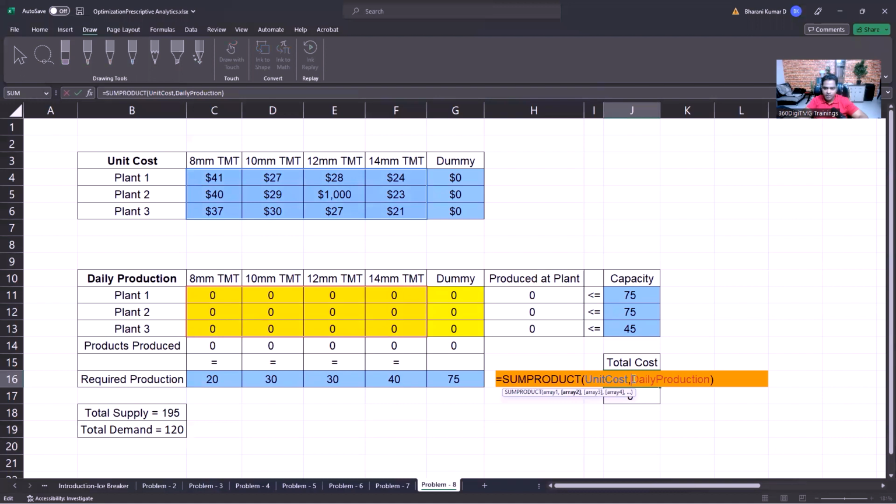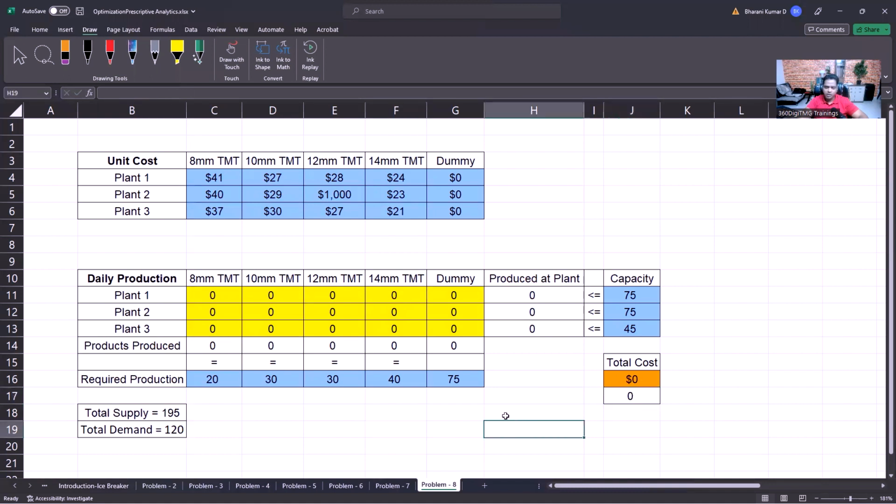So here, if you observe, we will deal with the scenario where I'm going to look at the sum product of all these items and multiply it with the number of units that you're going to produce. Total cost is also going to be the same. The value here is also going to be the same, just that we will not have the dollar sign. That's it. So total supply is 195.